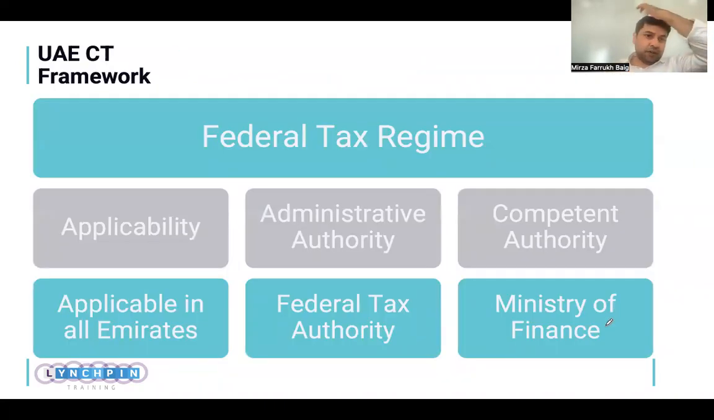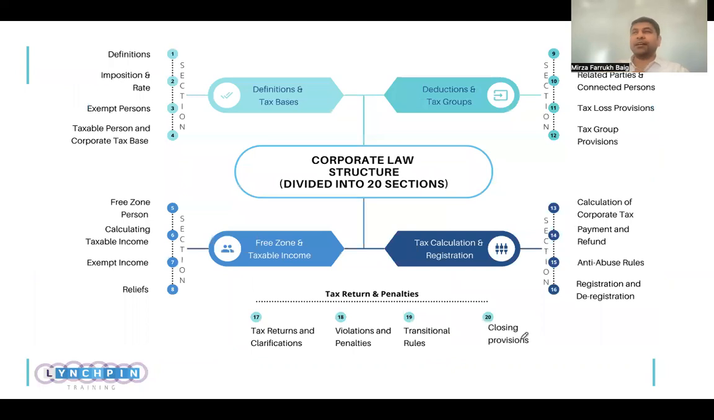The structure for the CT is that it is a federal tax, applicable across all the Emirates in the UAE. The administrative authority would be the FTA, which is already handling excise and VAT, and the competent authority issuing the tax laws and other related areas would be the Ministry of Finance. Again, it's pretty much similar to what we had for VAT.